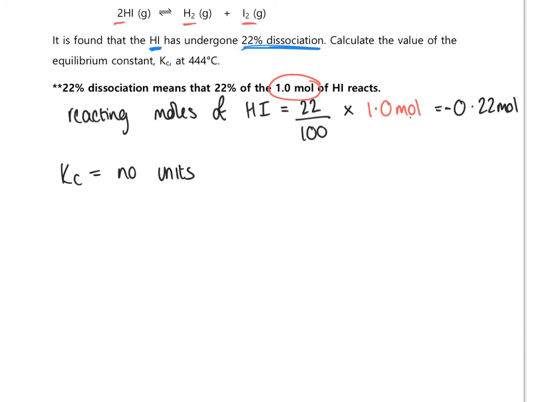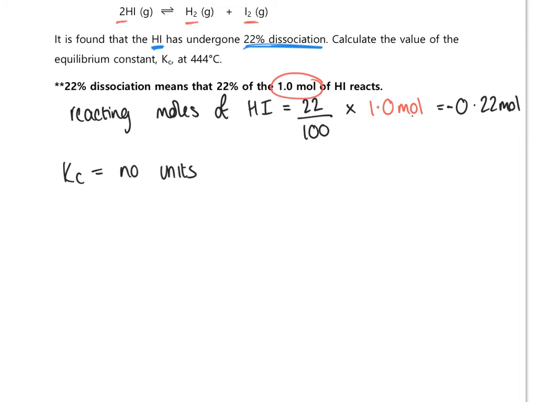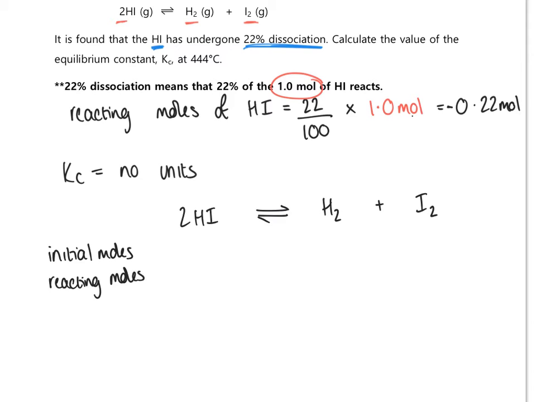Okay, so then what we want to do is write our equation underneath. So it's just 2HI dissociating to give us hydrogen plus iodine. Down the left I have my initial moles, my reacting moles, and my equilibrium moles. Why do I not need equilibrium concentration? Because you're not given the volume, and because there's no unit, so volume's not going to affect it.